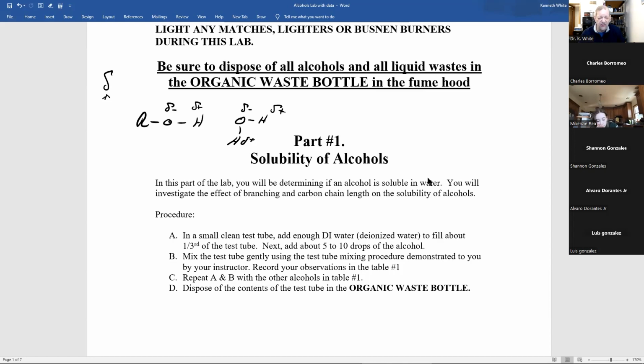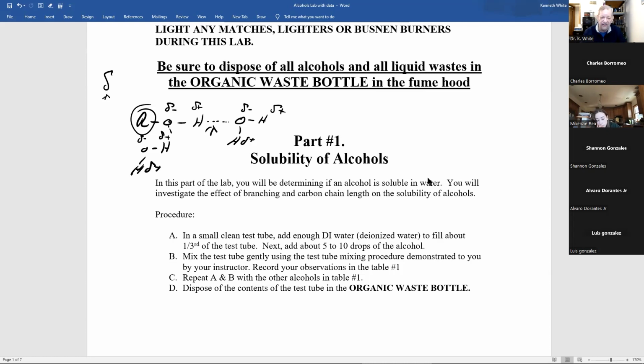And opposites attract. The slightly positive hydrogen is attracted to the oxygen there, and in another water molecule this happens, and that makes it water soluble. Now, how many carbons can affect the solubility? Because past a certain point, the hydrogen bonding is not enough to cause solubility. And that's what you're going to be testing for.